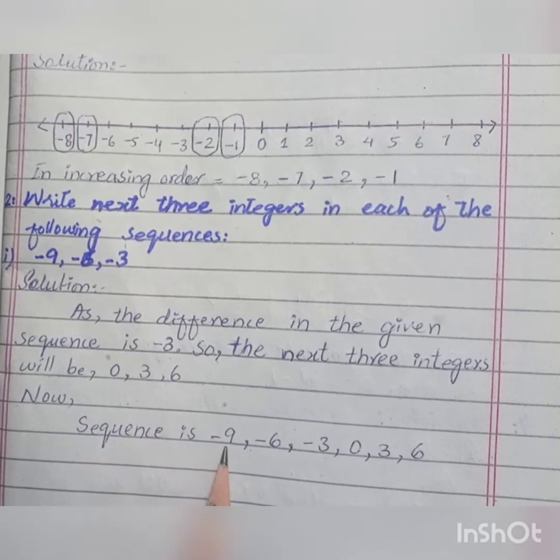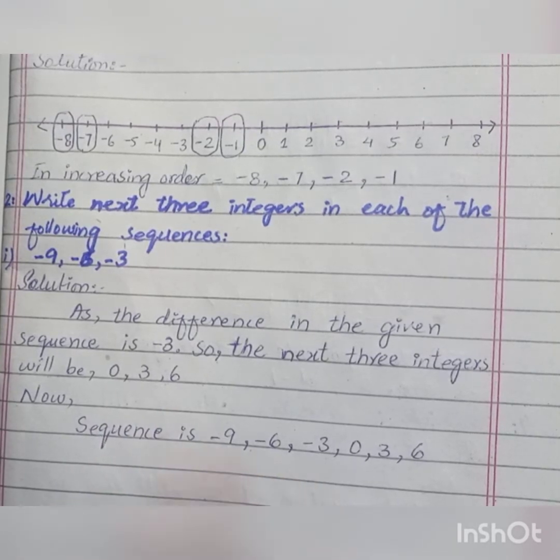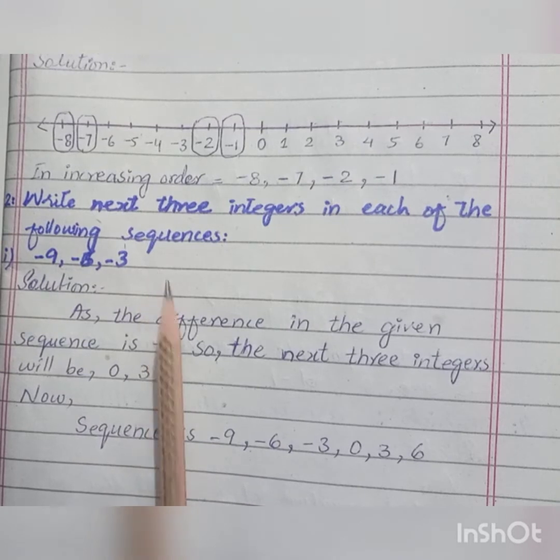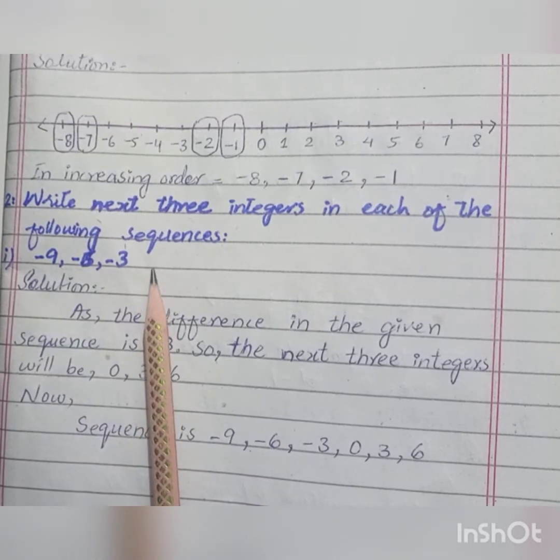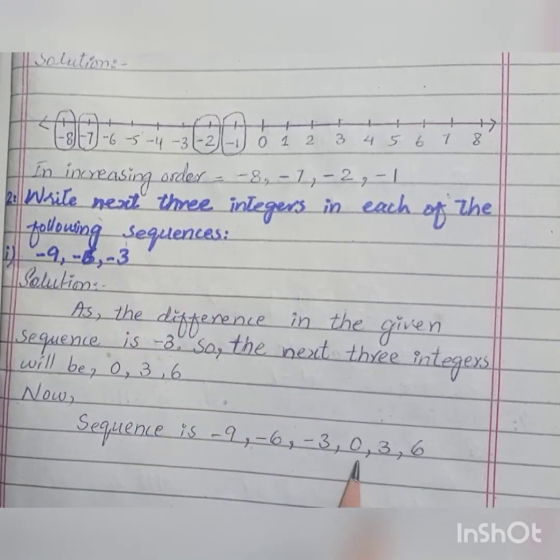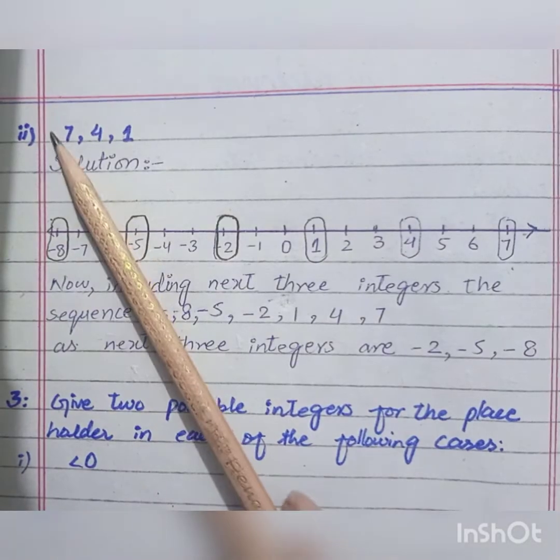So the sequence is -9, -6, -3, that is already mentioned in the question, but we have to find the next 3 integers, that are 0, 3 and 6. Now students, part number 2 is 7, 4 and 1.